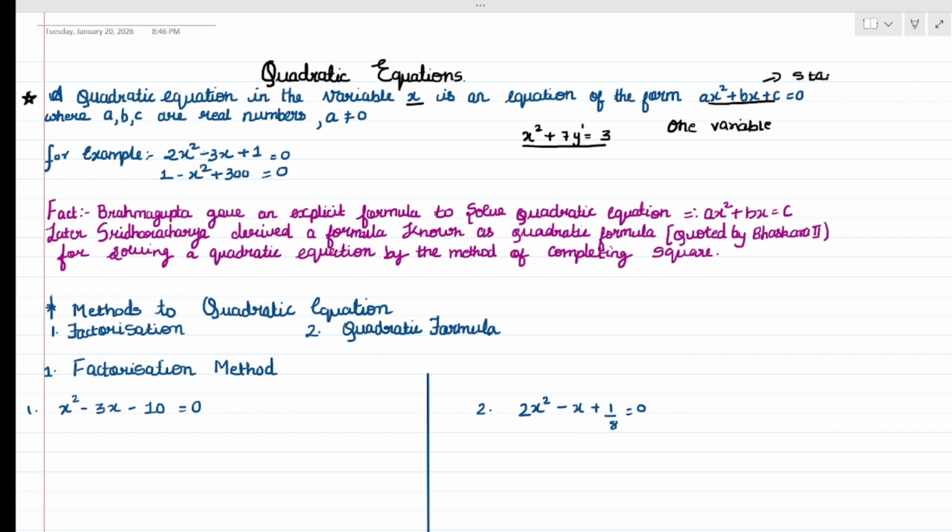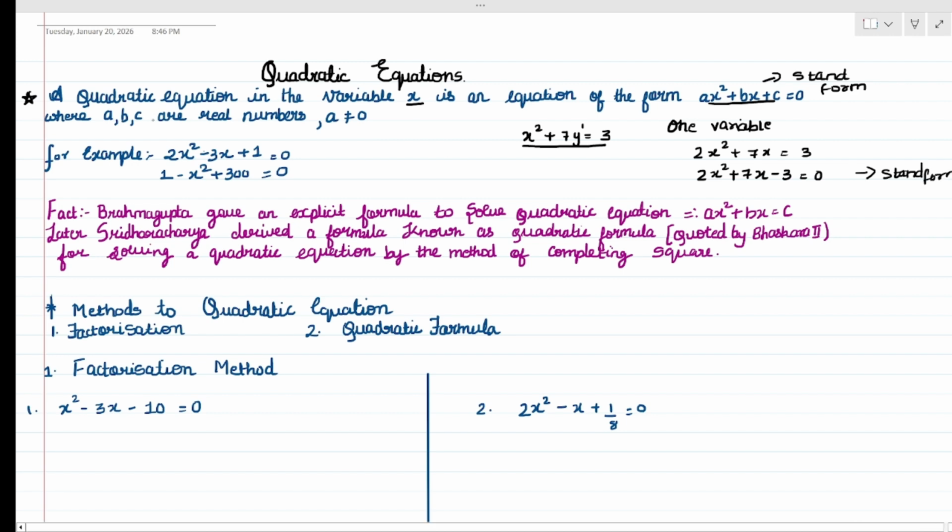This is your standard form. For standard form, you have to write your equation in the format ax square plus bx plus c equals 0. That means, say for example, I am taking the equation 2x square plus 7x equals 3. First of all, you need to convert this into your standard form. That means 2x square plus 7x minus 3 equals 0. This is called your standard form of writing a quadratic equation.